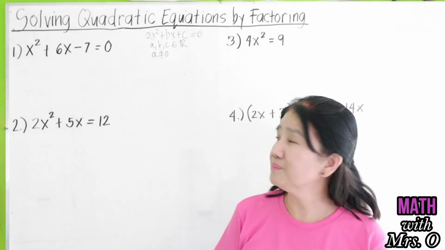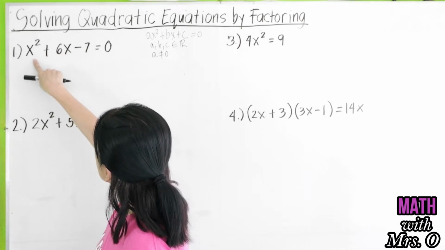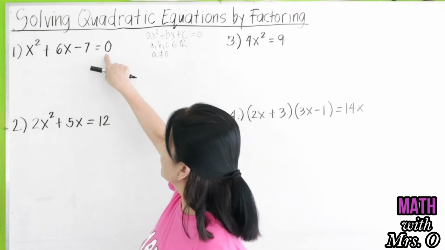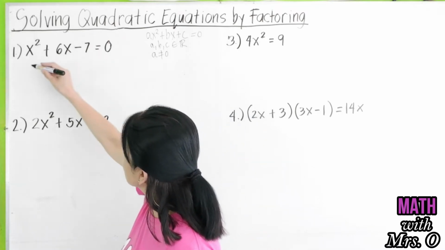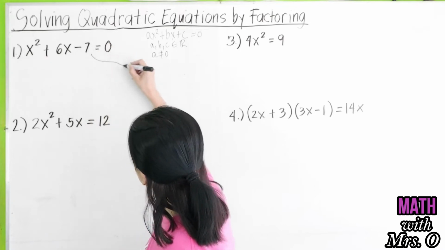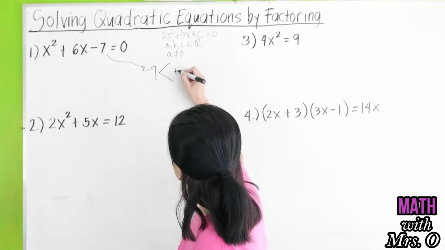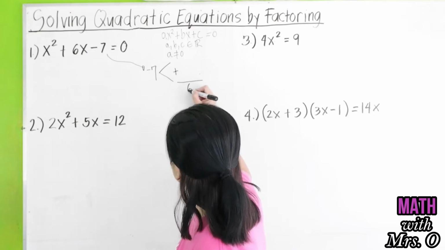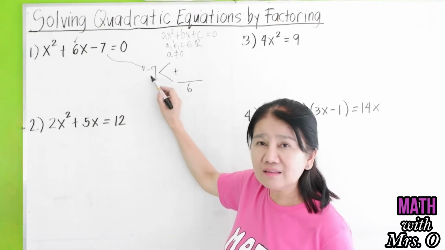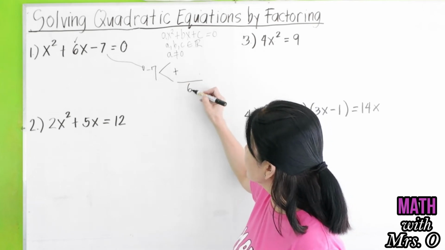Problem number 1. How do we solve for the solution set of x squared plus 6x minus 7 equals 0? Remember that in factoring simple quadratic equations like this, you look for factors of negative 7, which when added will give you the middle term, which is 6. Repeat. We find factors of negative 7, which when added will give us 6.